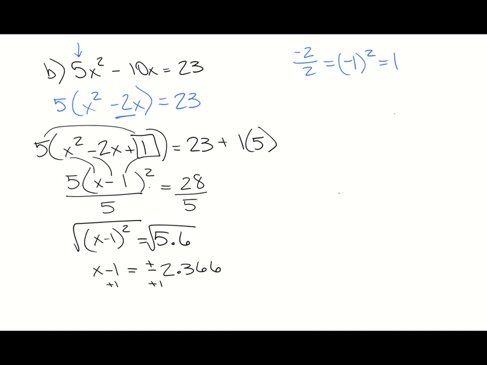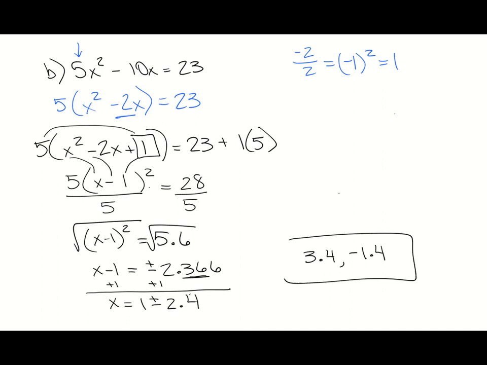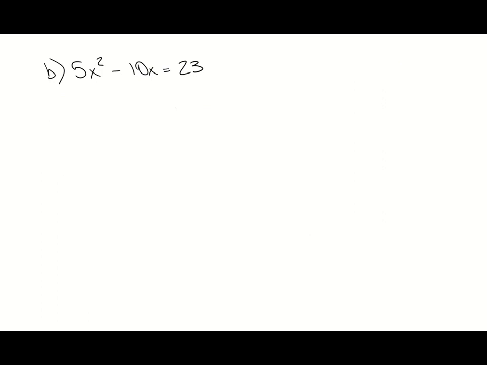So when I do this, the directions say round to the nearest tenth, so I can do that in the end. So I get 1 plus or minus 2.4, right? Because if I'm rounding to the nearest tenth, do that. So 1 plus 2.4 is 3.4, and 1 minus 2.4 is negative 1.4. So this is how you do it when you have a coefficient other than 1 in front of the quadratic term. That's how it's different from 2a.